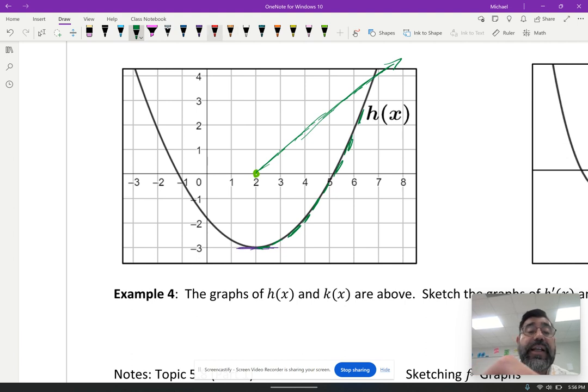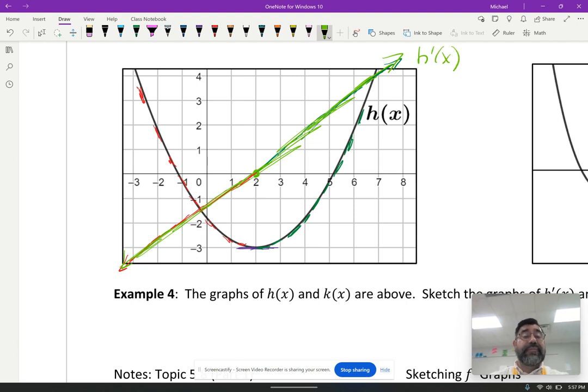And then on the other side, I notice that these slopes were really negative, and then they got less negative, less negative, less negative until they hit 0. So then I would have something that looks like this. My slopes were really negative, less negative, as I get closer to this point, until they go to 0. And then my slopes are positive, positive, positive. So this could be the graph of h prime.